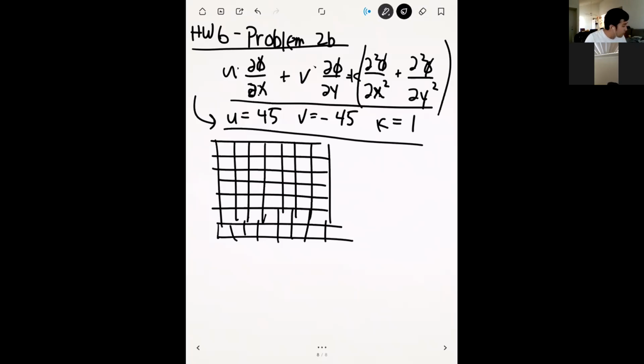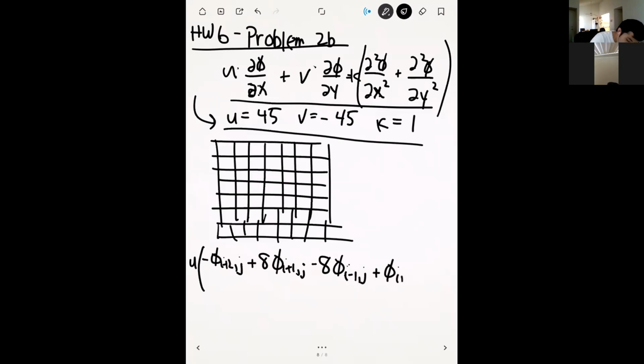If we plug in our higher order scheme for the first one, we'll have u, and for dphi/dx we're going to plug in our higher order scheme. So we're going to have minus phi i plus 2, j, plus 8 phi i plus 1, j, minus 8 phi i minus 1, j, plus phi i minus 2, j. And all this is going to be divided by 12 delta x.